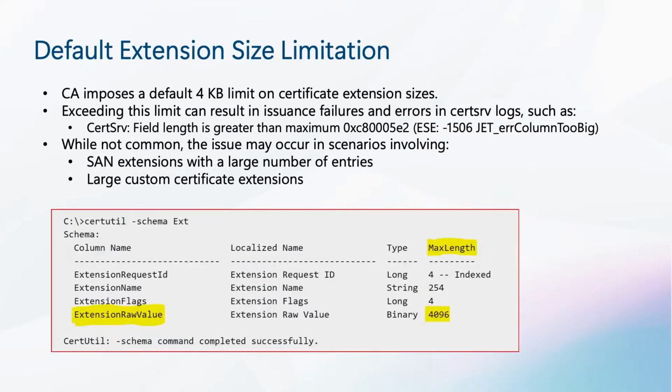Now, in order to really mitigate this situation, as you can see right now, the extension raw value currently has 4096 bytes. But to accommodate more and more customer scenarios that have come to our attention, now we allow you to expand the extension size limit to 16 kilobytes.